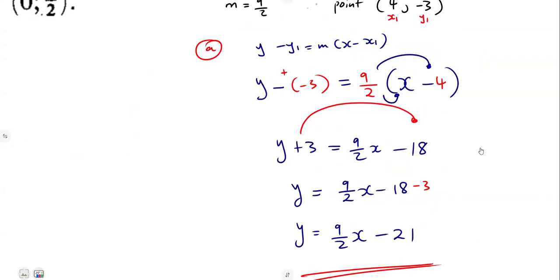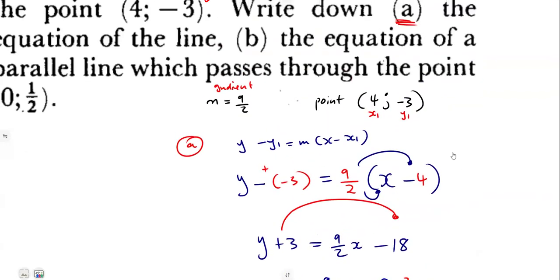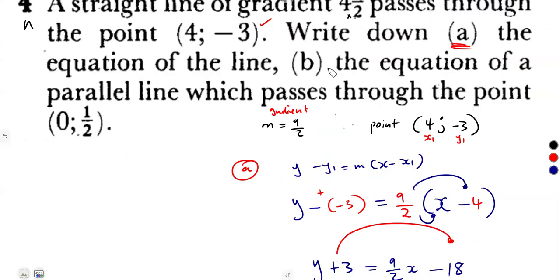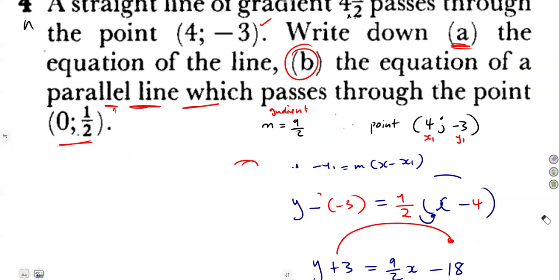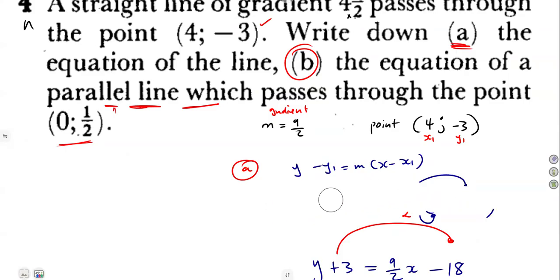You already have the point, so you simply use your equation as before. Then B, the equation of a parallel line which passes through the point, this one. But they are parallel. Guys, what is it that we know about parallel lines? They have the same gradient, isn't it? So here is just a repetition, guys.